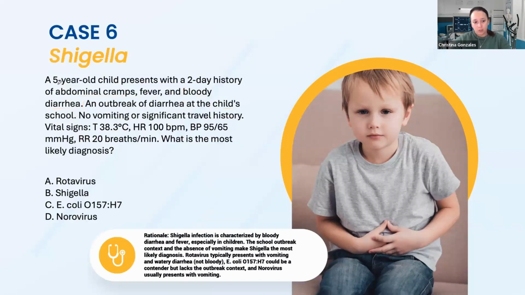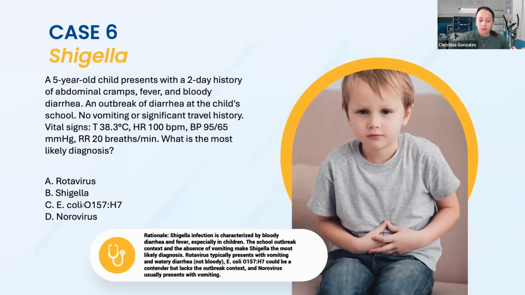So it is Shigella. So Shigella can cause bloody diarrhea, fever, and it tends to have these little outbreaks in kiddos. Let's see. Rotavirus. So we talked about rotavirus shouldn't have any bloody stools. Norovirus should also not have bloody stools, and it can be kind of in close quarters. It can be little outbreaks, but no bloody stools.